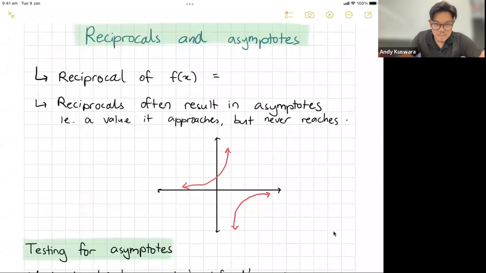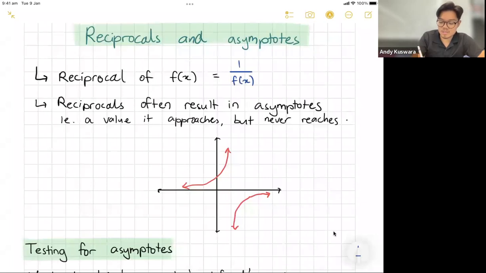So today we're going to talk about further graphs. In particular, we're looking at reciprocals and asymptotes. Reciprocals, you've done this a million times before in primary, or maybe year 7, year 8. If I had 1/4 and wanted to take the reciprocal, it would be 4/1, which is a total of 4. It's just a flipping of the fraction. Same deal here. If I have the reciprocal of f(x), it's just going to be 1 on f(x).